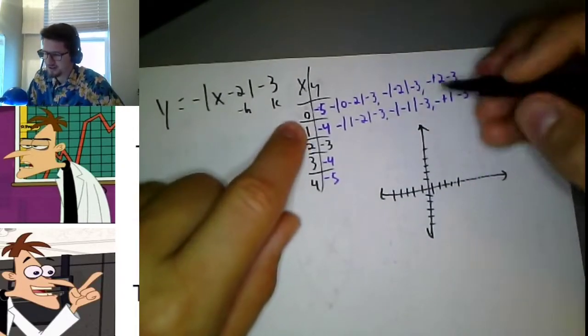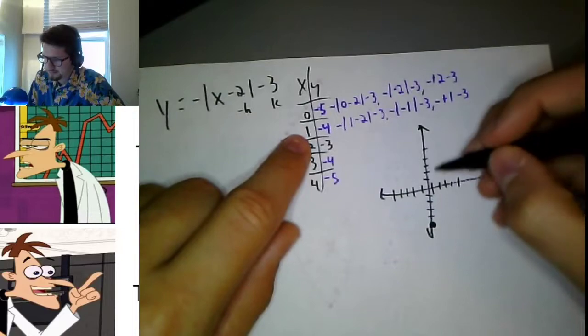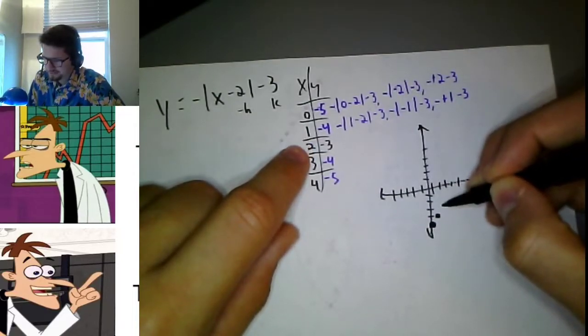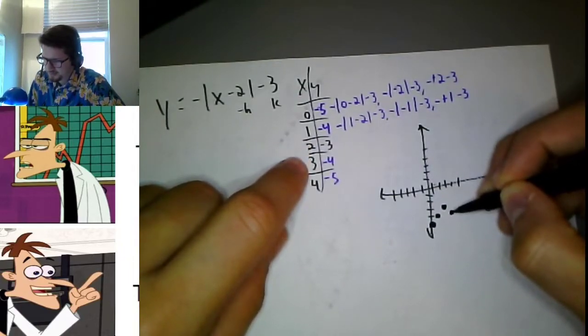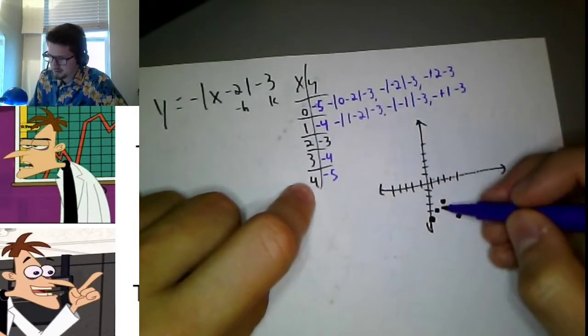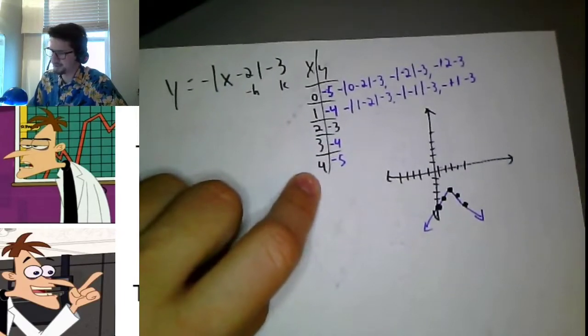So graphing this, 0, negative 5, right 1 down 4, right 2 down 3, right 3 down 4, right 4 down 5. It's a V shape. Cool.